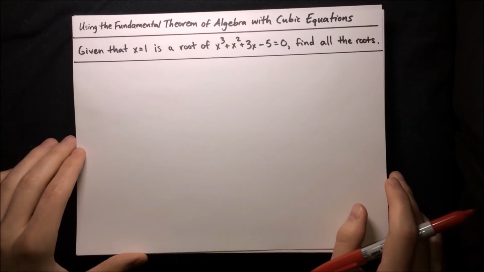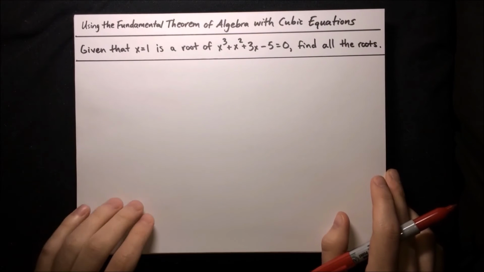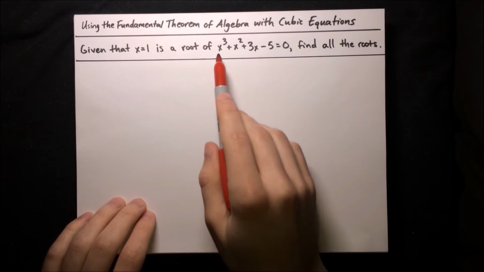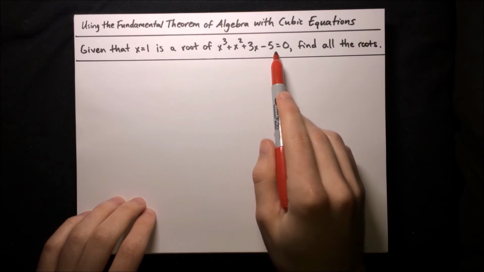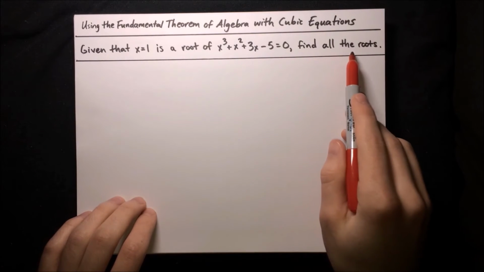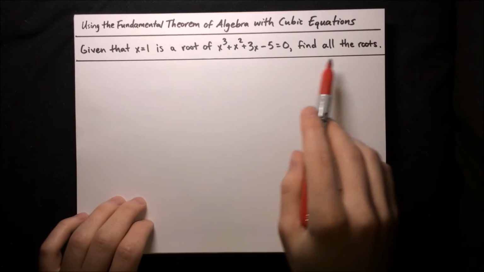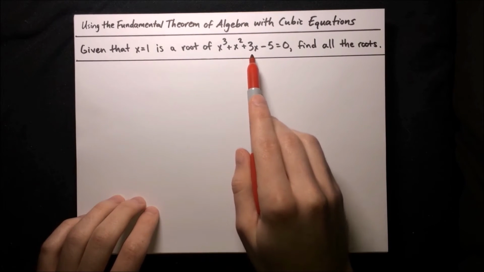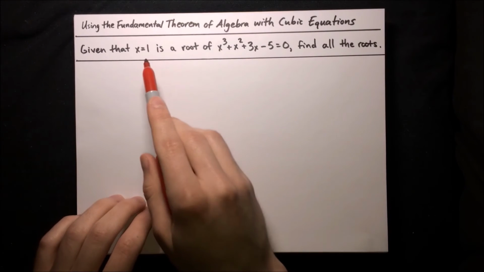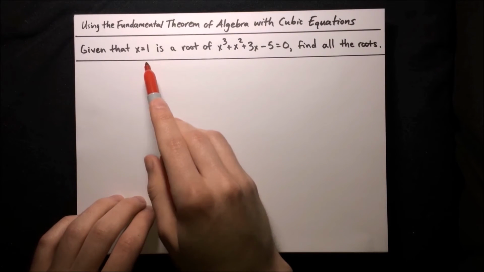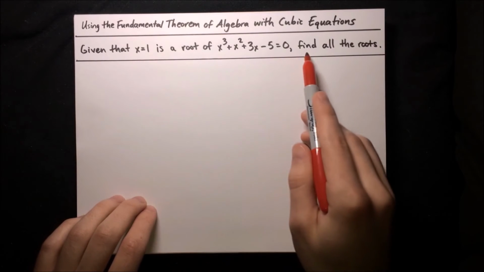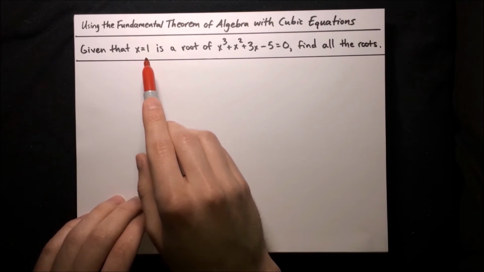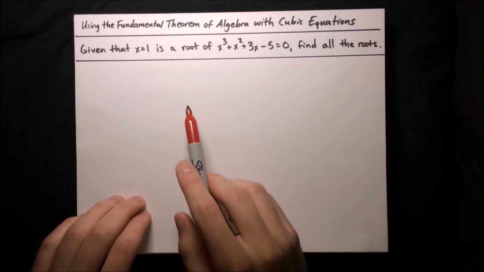Alright, in light of the previous slide, let's do an example. So we're given that x equals 1 is a root of this cubic equation, x cubed plus x squared plus 3x minus 5 equals 0, and we want to find all the roots. Okay, so we know from before that cubic equations have either 1 or 3 real roots, counting repeated roots separately, so we should expect that at the end when we find all the real roots, either this will be the only real root or we'll have 2 more real roots for a total of 3 real roots.